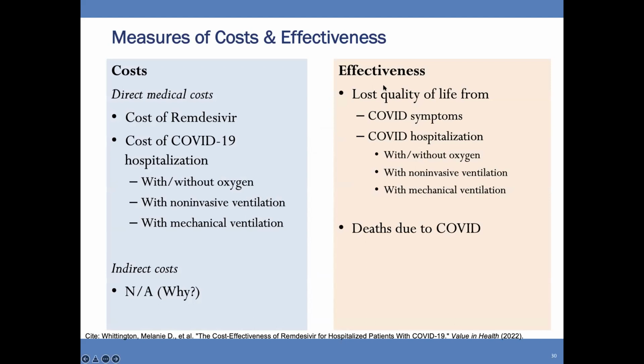In terms of effectiveness, you want to capture the loss of quality of life if you have COVID symptoms, depending on how severe it is. You want to capture a loss of quality of life if you have to be admitted into the hospital. And of course, if you're unlucky and there is death, that means the life years are going to be shortened substantially. So you need to capture that as well. These things are the main measures of effectiveness.